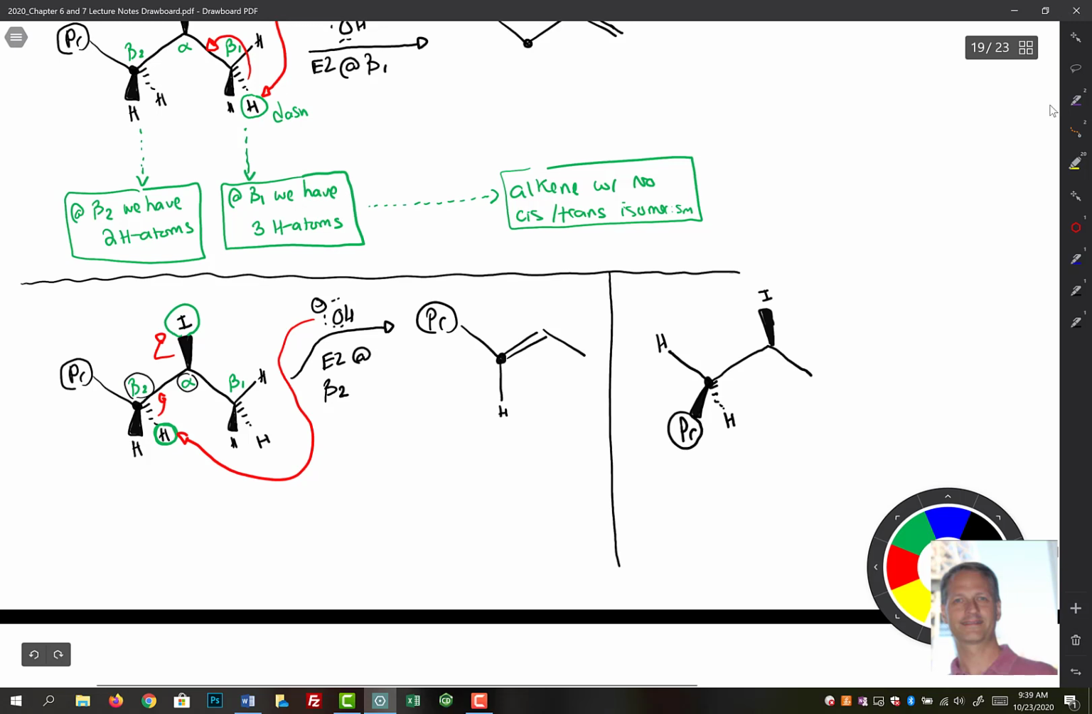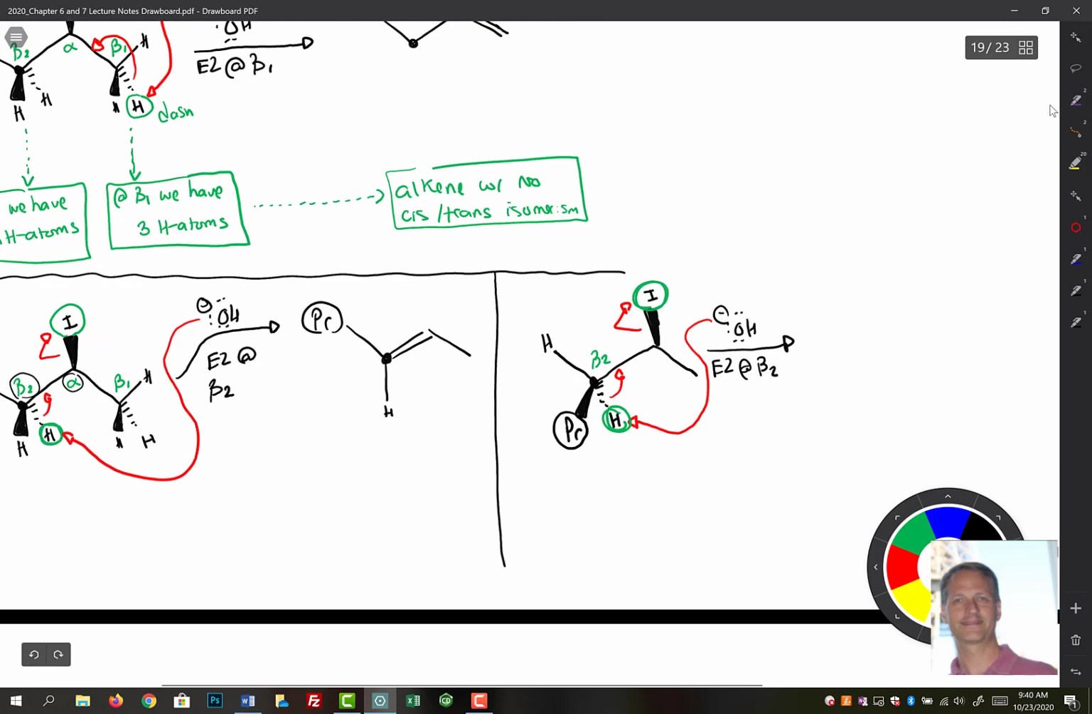And look, in this orientation, as we go through and do this, we're still looking here at beta 2. So this is still E2 at beta 2. And we'll use hydroxide again, right? What's going to happen here is that it's going to swing around and grab this H. So that H right there is still anti-coplanar with the iota group. It's going to grab that H, double bond comes here, and then we're going to kick off the iota.